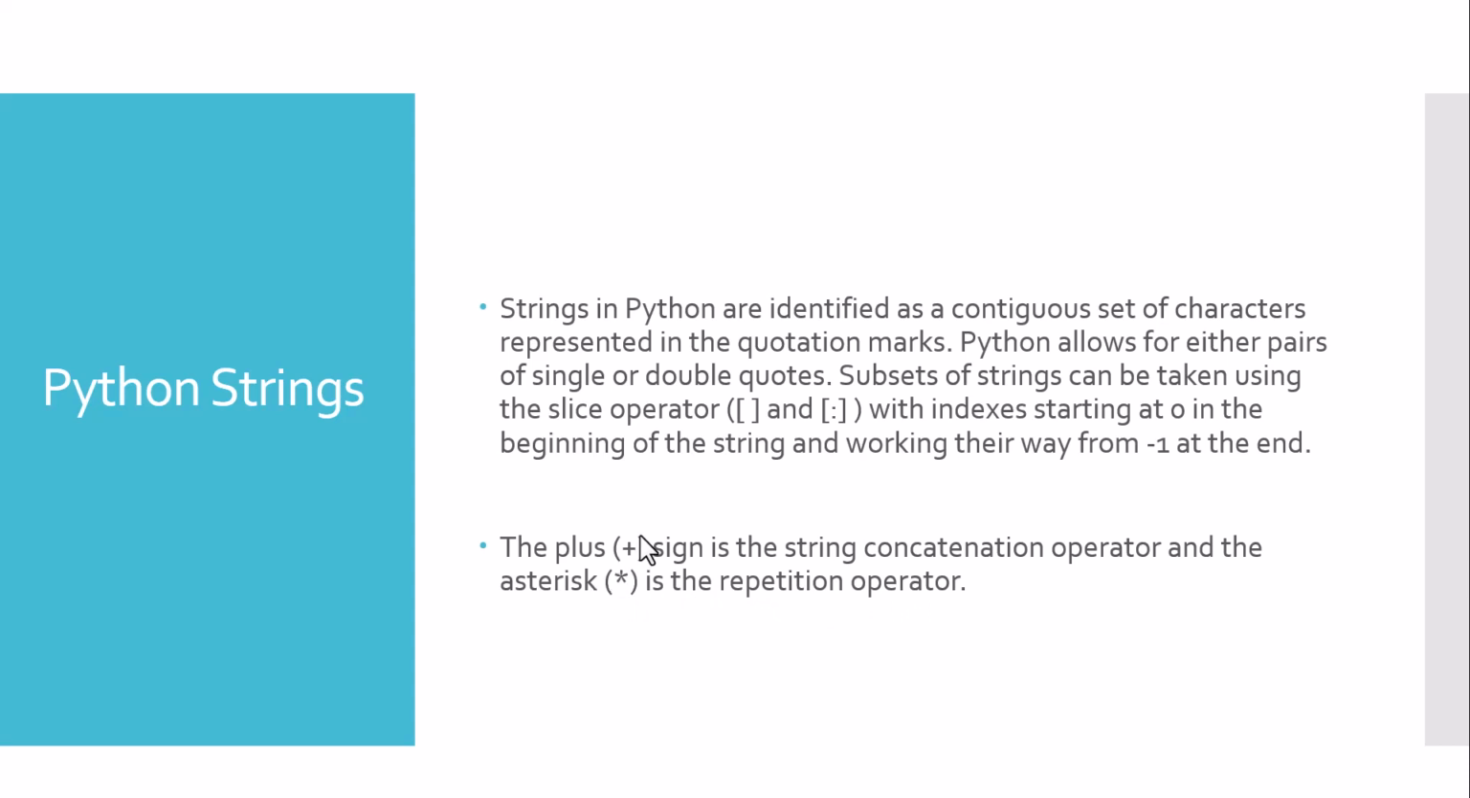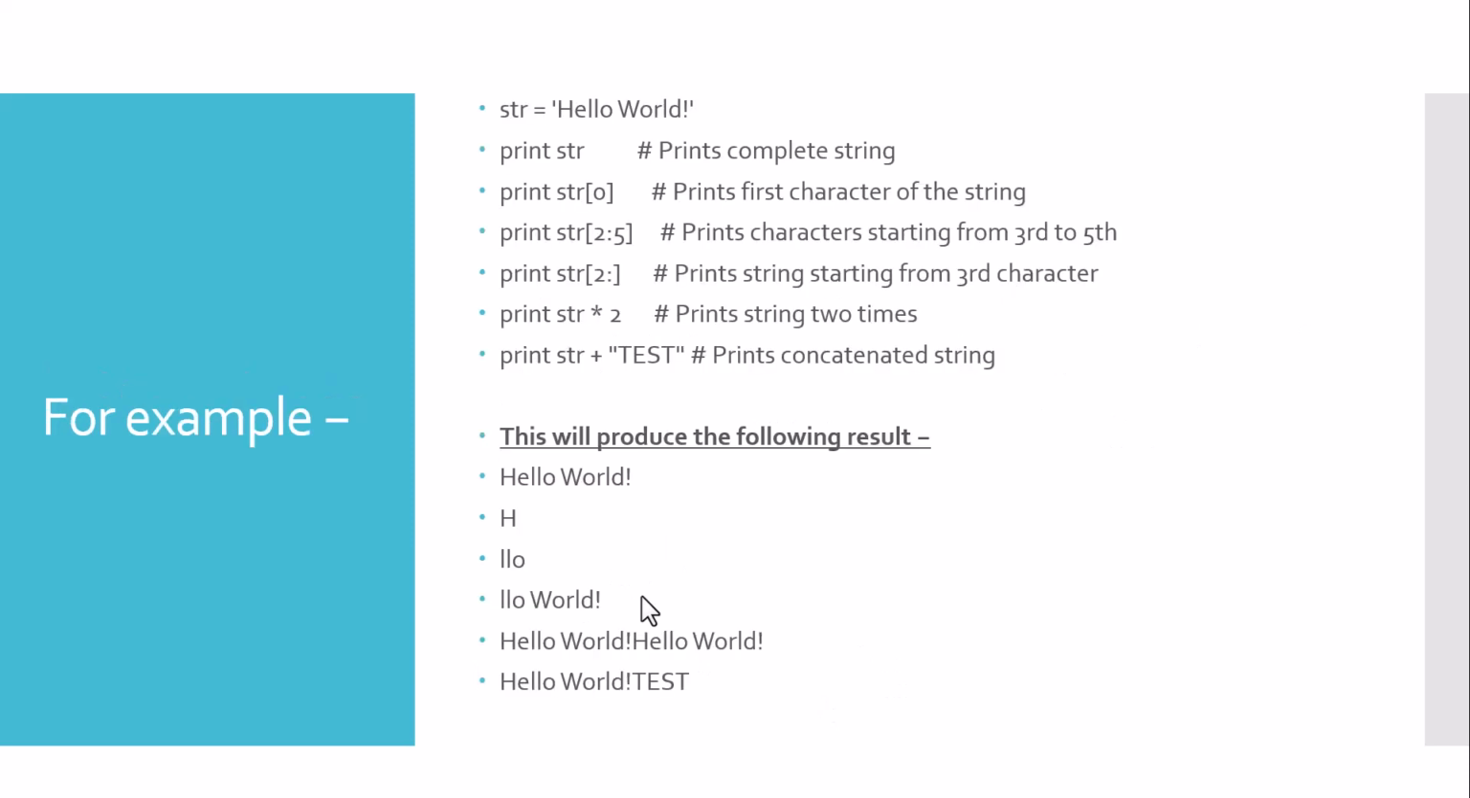Whenever you use the plus sign, you add two strings, and when you use the asterisk sign, you multiply the strings, which means you can repeat the strings. Okay, you can see one example here.